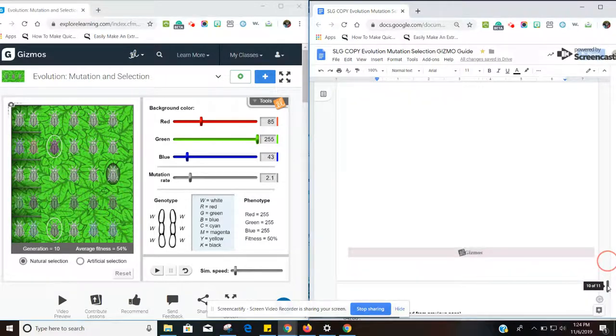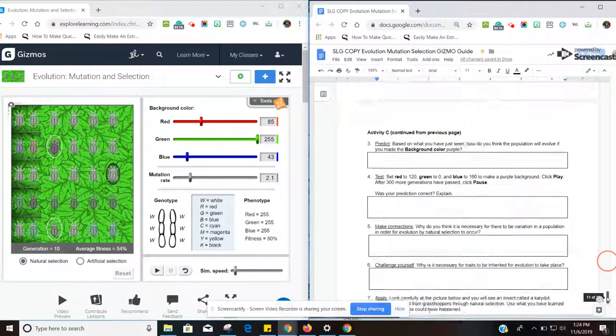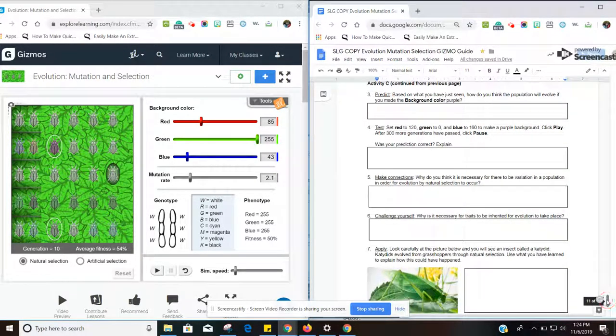And then eventually you're going to get to these few questions at the end. They are a little bit more challenging, but if you do the gizmo, stick with it, really think about the process and evolution, fitness, the way that the mutations play into how an organism might be fit for its environment or not, you should be able to complete these with no problem.